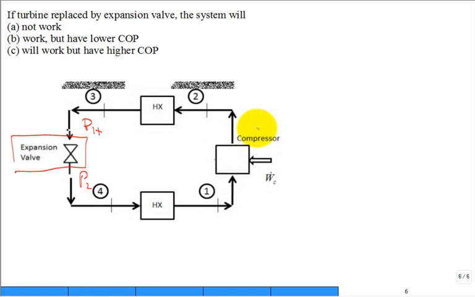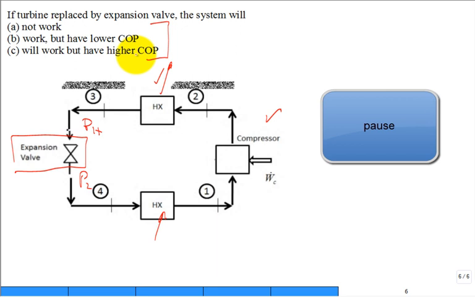We could reduce the cost of this air Brayton cycle if we replace the turbine with an expansion valve. So we still have our compressor, our heat exchanger to reject heat, and our heat exchanger to absorb heat. The question is, if you replace that turbine with the expansion valve, will the system work or not work? And some discussion of why. So I want you to answer this question. I'm going to pause and walk around, and you select A, B, or C, and then maybe prove or show me why your answer is the answer that you selected.